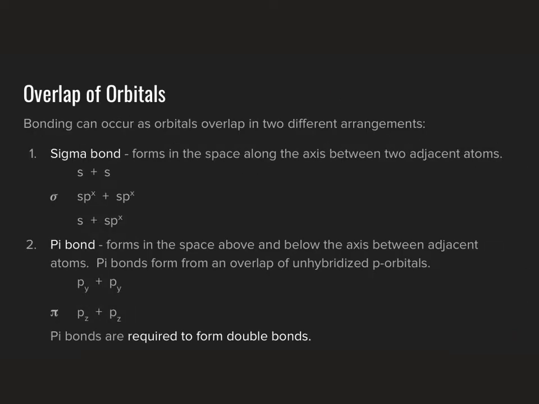So now that we've had a look at the process of forming hybridized orbitals, let's take a look at how the actual overlap occurs as these bonds form. There are 2 different ways we could expect to see overlap of orbitals occur, resulting in the formation of a successful bond within a molecule. The first is what we refer to as a sigma bond. A sigma bond forms in the space along the axis between 2 adjacent atoms.